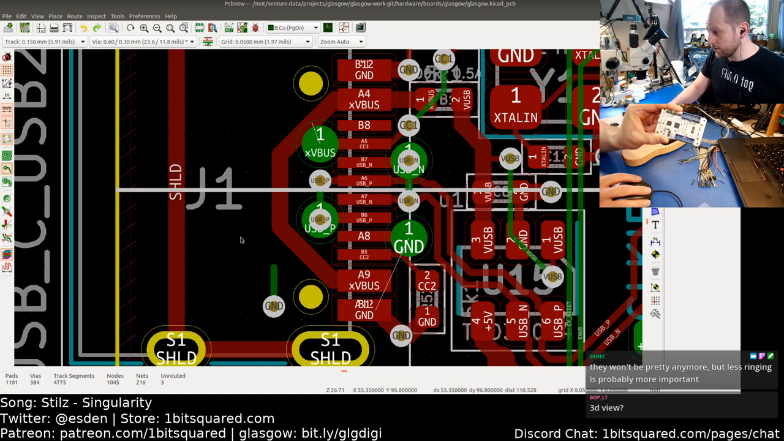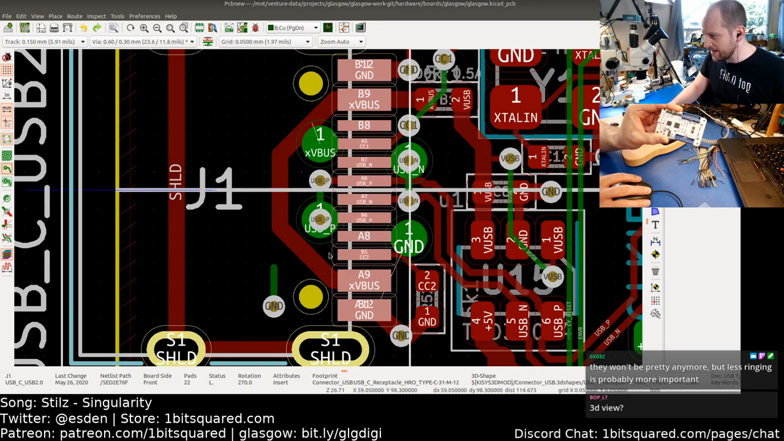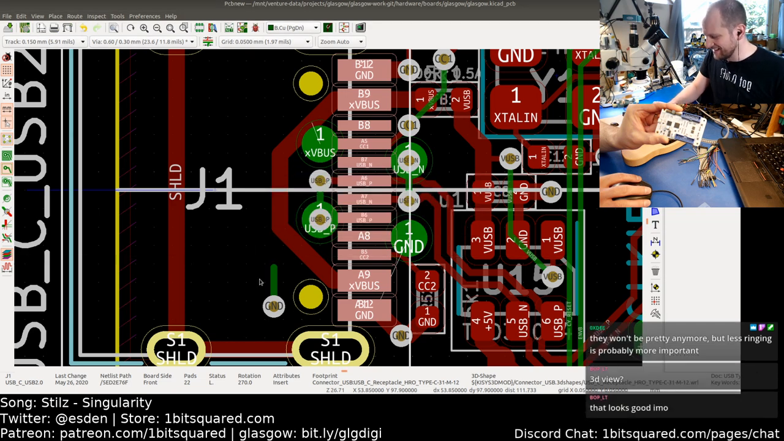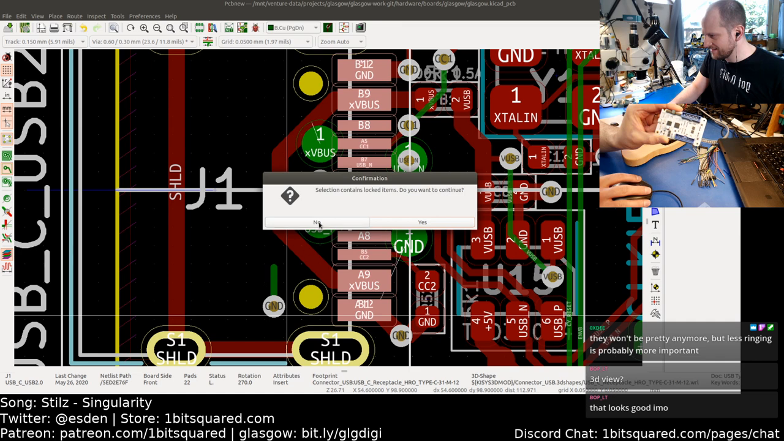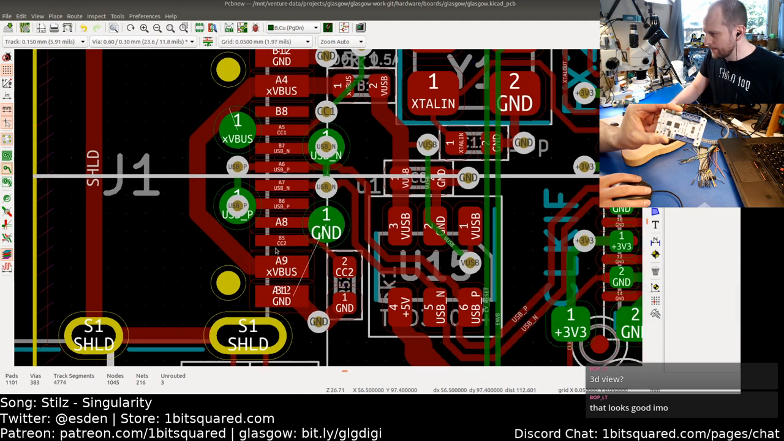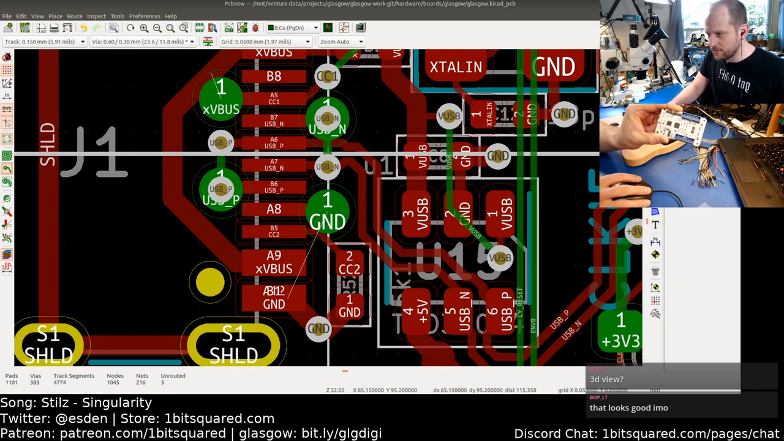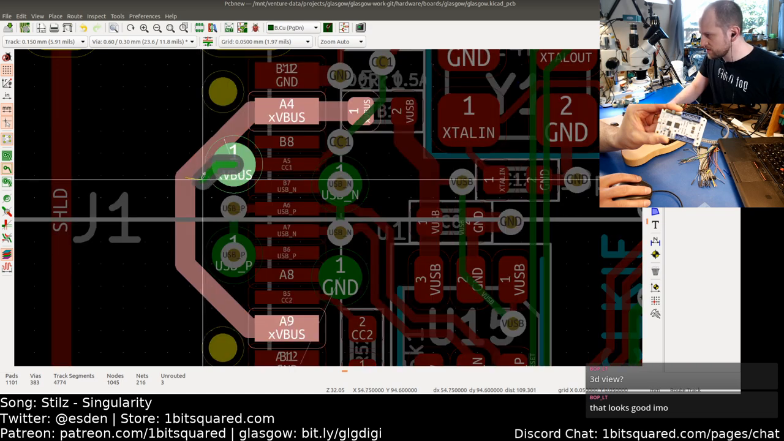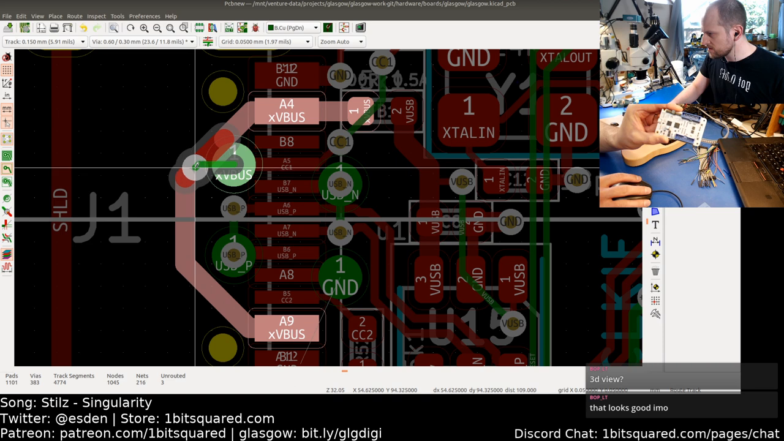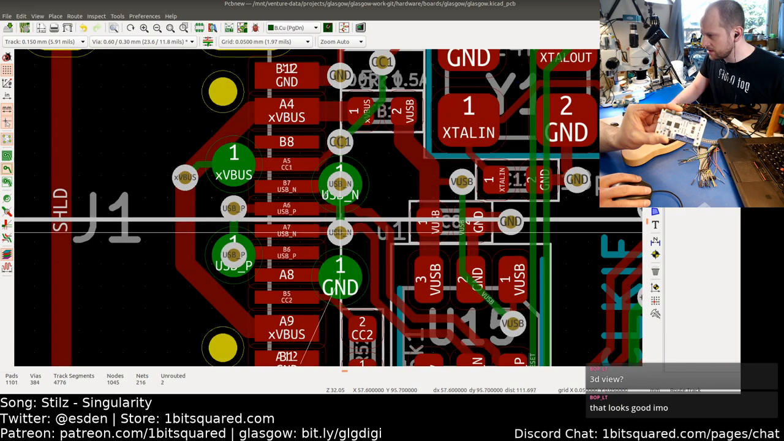Wah! Lock that footprint, Peter. Lock it. Lock footprint, please. Thanks. Jesus. Yeah. Three view. Yeah. Just a second. Let me just place that one via here for the ground. Probably I want something like this. And then, oh, I can't. You don't like it? So, let's do this. Something like that. And the ground.